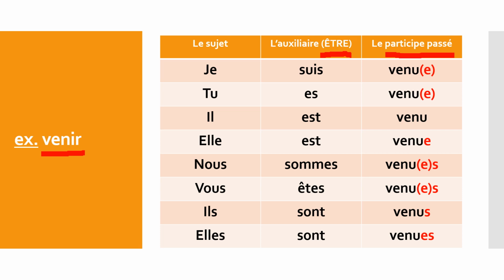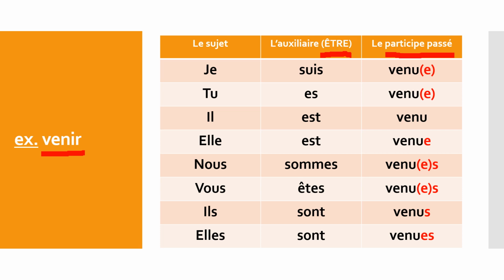Now please note, all Dr. and Mrs. Vandertramp verbs conjugated with the verb être in the present tense may have agreements at the end of their past participles. Let's go through this table so I can show you what I mean.